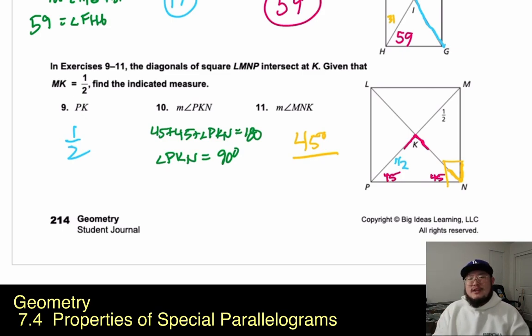All right, make sure you guys fill out that parallelogram flowchart or quadrilateral flowchart and start filling it out, because that'll be one of your assignments. All right, there's 7.4.